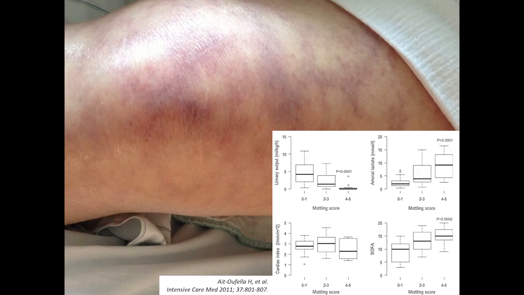Another indicator of disease severity, especially of the cardiovascular system, is mottling. If we look at the lower extremity, where usually mottling starts around the kneecap, the extent of mottling correlates very well with urine output, with arterial lactate concentrations, and with organ dysfunction as indicated by the SOFA score. So every patient with mottling in the lower extremity has an increased disease severity and is at significant risk of not only presenting with shock, but also having an increased mortality.